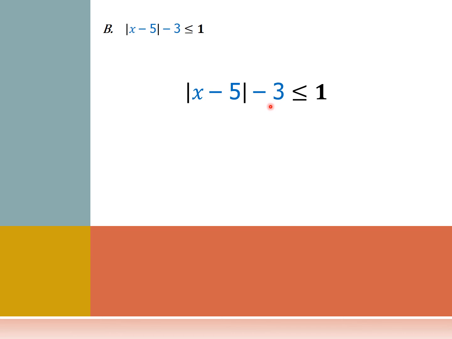For this inequality, starting with adding number 3 to both sides, so plus 3 plus 3, we will get absolute value of x minus 5 less than or equal to 4. Now x minus 5 is between negative 4 and 4, so this is the interior area of the roots. So adding 5 to each term, here we have minus 5 plus 5 is 0, and here we have 4 plus 5 is 9, minus 4 plus 5 is 1.